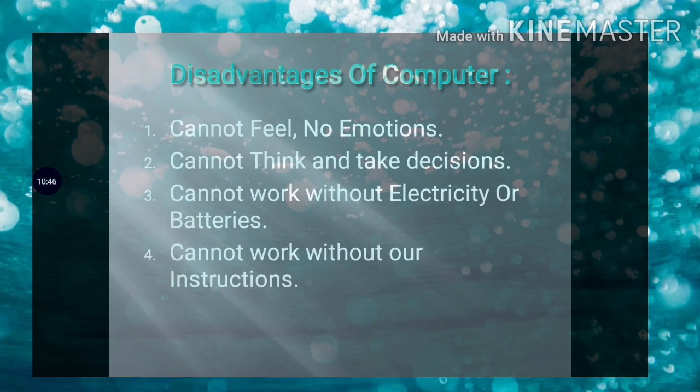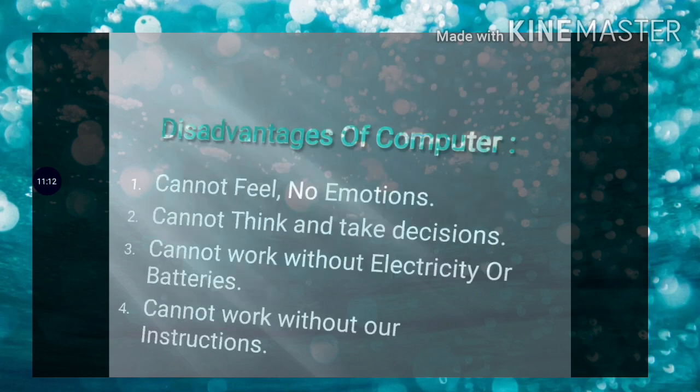Cannot think and take decisions. Based on an instruction, a machine can work. It won't take its own decisions. Cannot work without electricity or batteries. Without batteries, without electricity, it cannot work. Cannot work without our instruction. Basically, we have to give the instruction fully. Based on our instruction, it works, right?